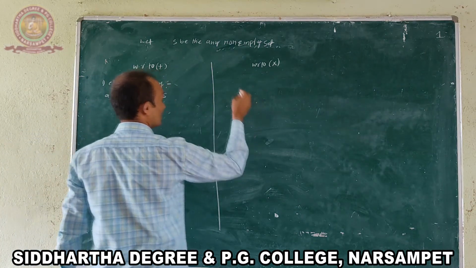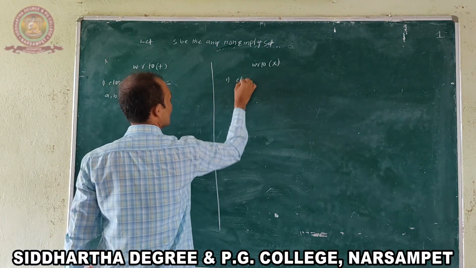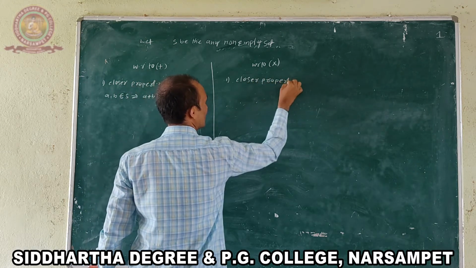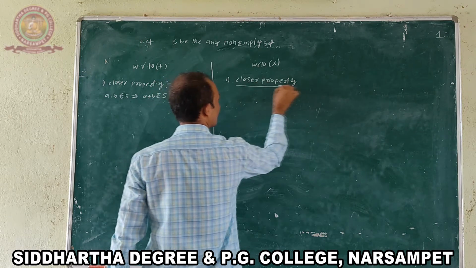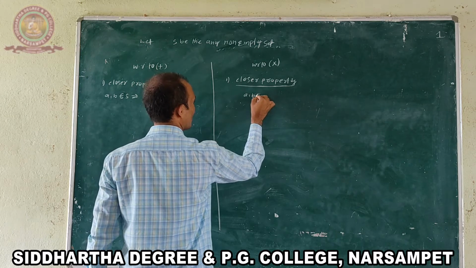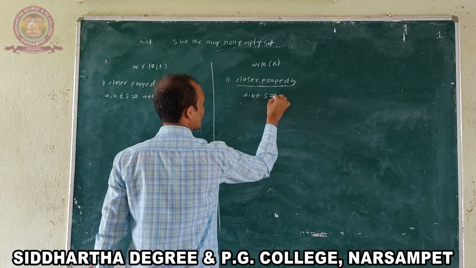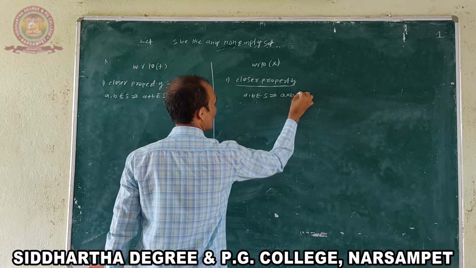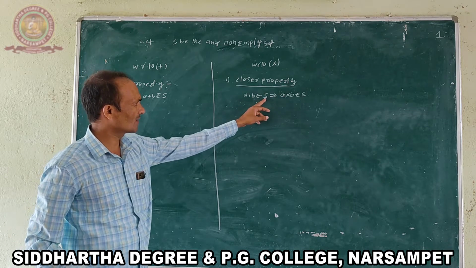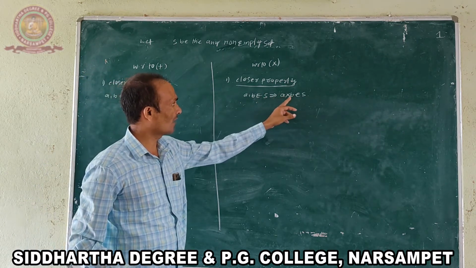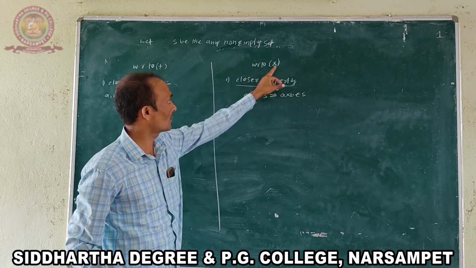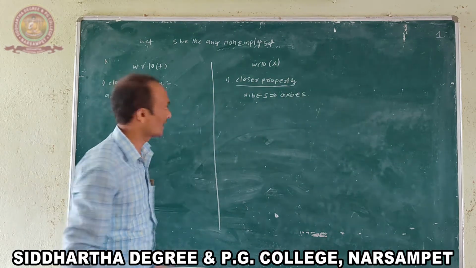Next, in multiplication, the first one is also the closure property. Here also a, b which belongs to S implies a into b belongs to S. This means the product of these two values also belongs to the same set, so S satisfies the closure property with respect to multiplication.